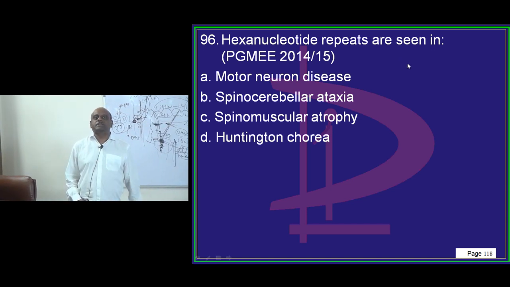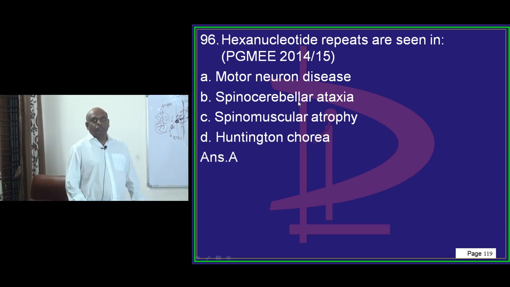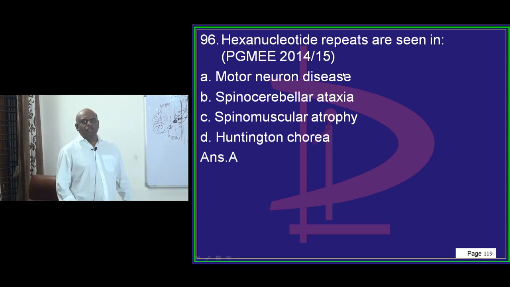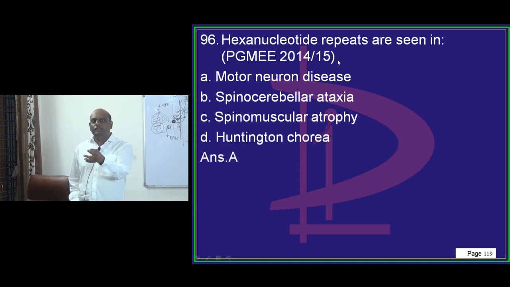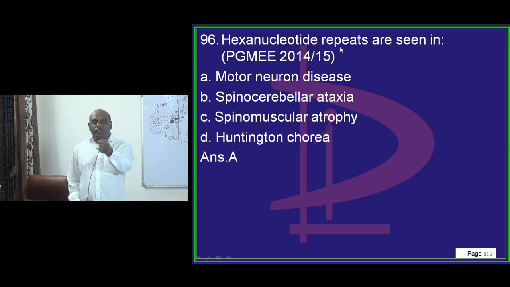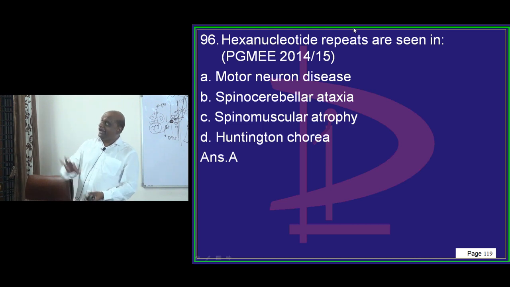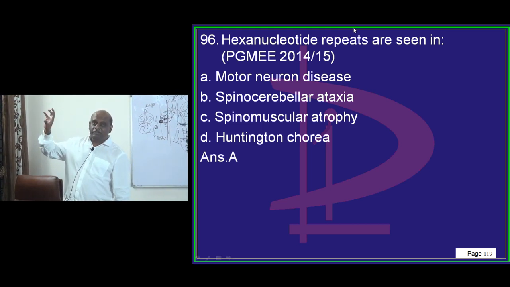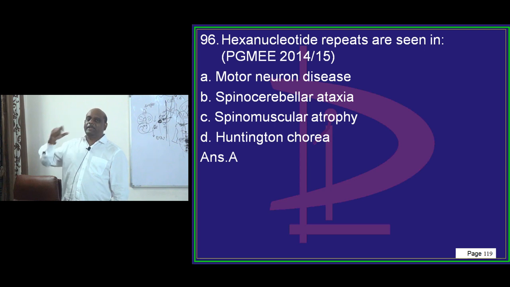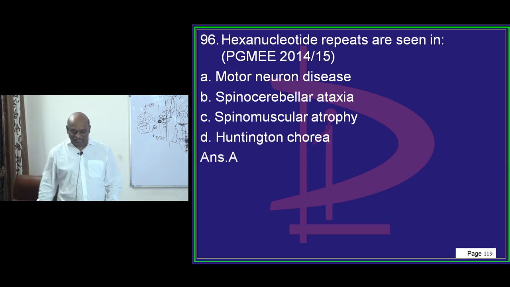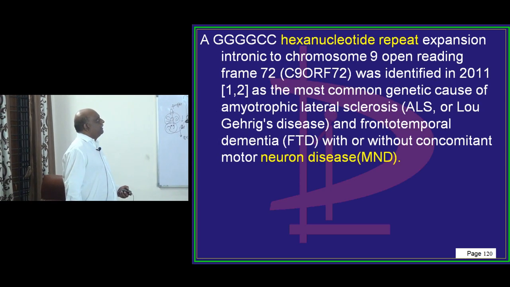Hexanucleotide repeats, where do you find them? Once more, in motor neuron disease. Every year, in memory of Stephen Hawking, NEET PG examiners, a motor neuron disease is a standard topic in their server, don't leave it. Very important, right?